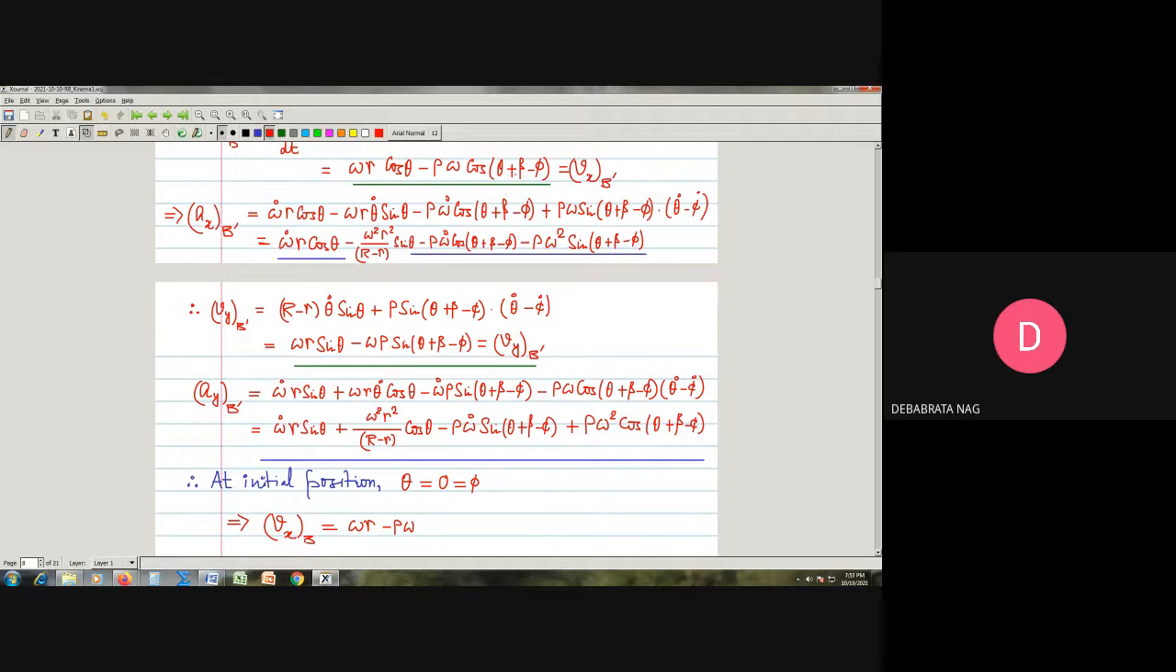and theta and phi both 0, so we have beta only, so it is cos beta. Or we can write it in this manner, omega taking common, it will be r minus rho into cos beta, correct? So that is going to be my velocity of the point B at the initial position. So this is very important. At the initial position, this is the situation.